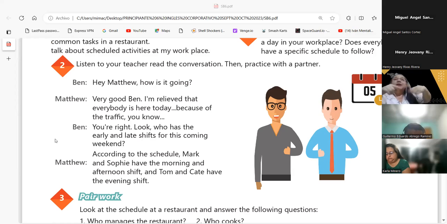Finish. Switch. Okay. Hey, Matthew, how is it going? Very good, Ben. I'm relieved that everybody is here today because of the traffic, you know. You're right. Look, who has the early and late shifts for the coming weekend? According to the schedule, Mark and Sophie have the morning and afternoon shift, and Tom and Kate have the evening shift.